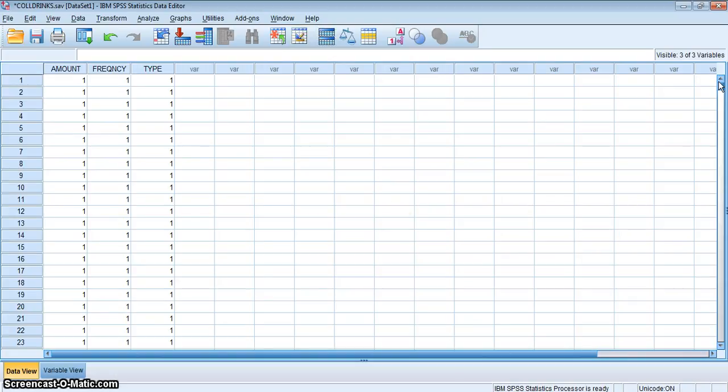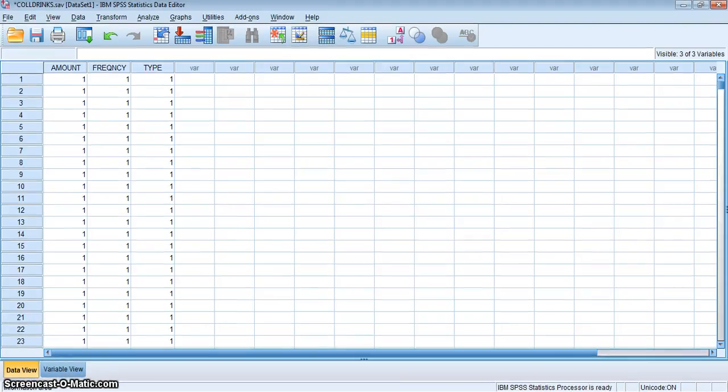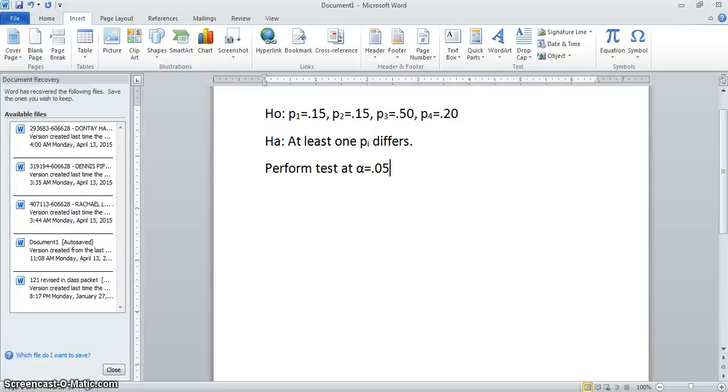The null hypothesis will be, sorry about that, I had to pause it so I could write this up for you. All right, so here's what the null hypothesis is going to look like. Let's say the University of Arizona did the same study a few years back, and here are the proportions that they got. For the 4 categories, the proportions are 0.15, 0.15, 0.50, and 0.20. So this is never drinks, once a month, 2 or 3 times a week, more than that. The alternative is that at least one proportion differs, and we'll do this test at the 0.05 level.